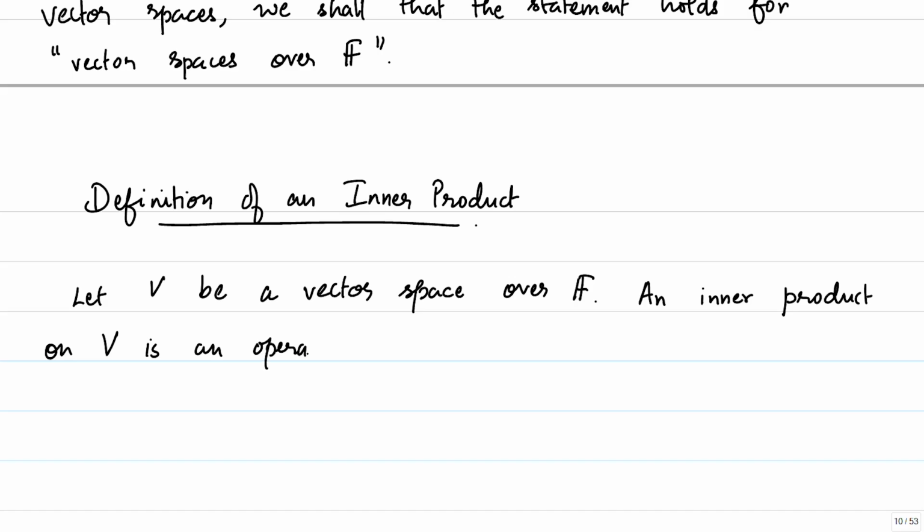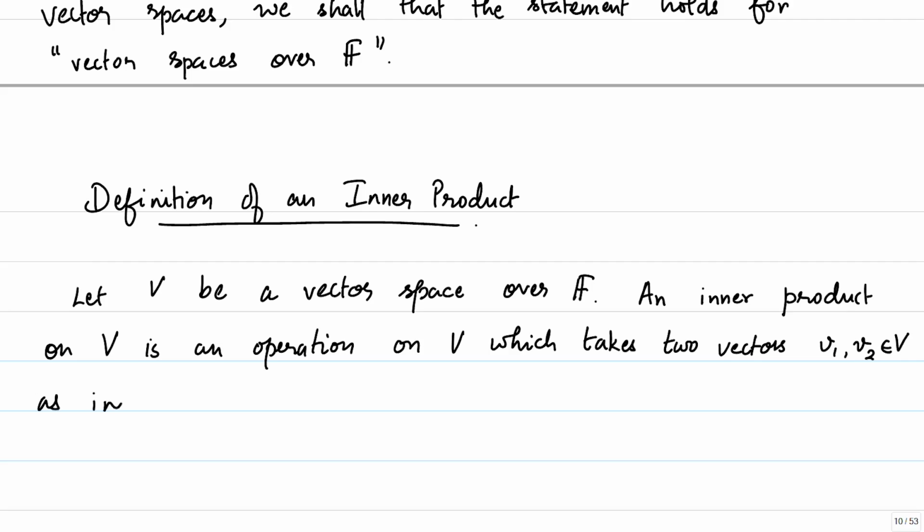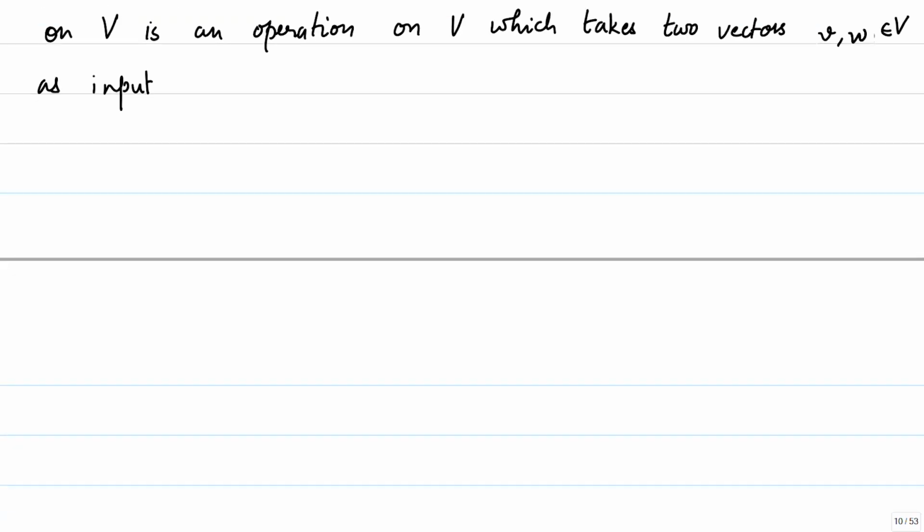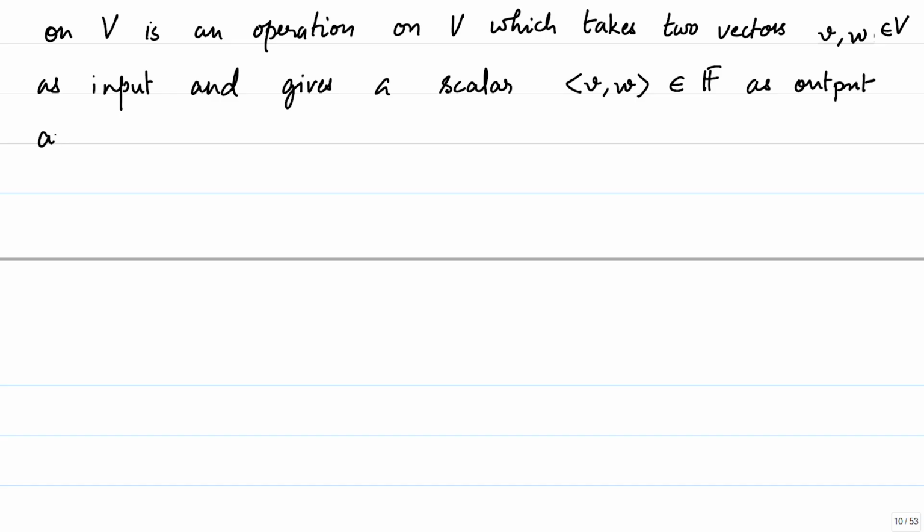As you can see, we are introducing more structure. It's an operation on V which takes two vectors V, W as input and gives us a scalar as an output, so the inner product of V, W will be in F, and which satisfies the following properties.